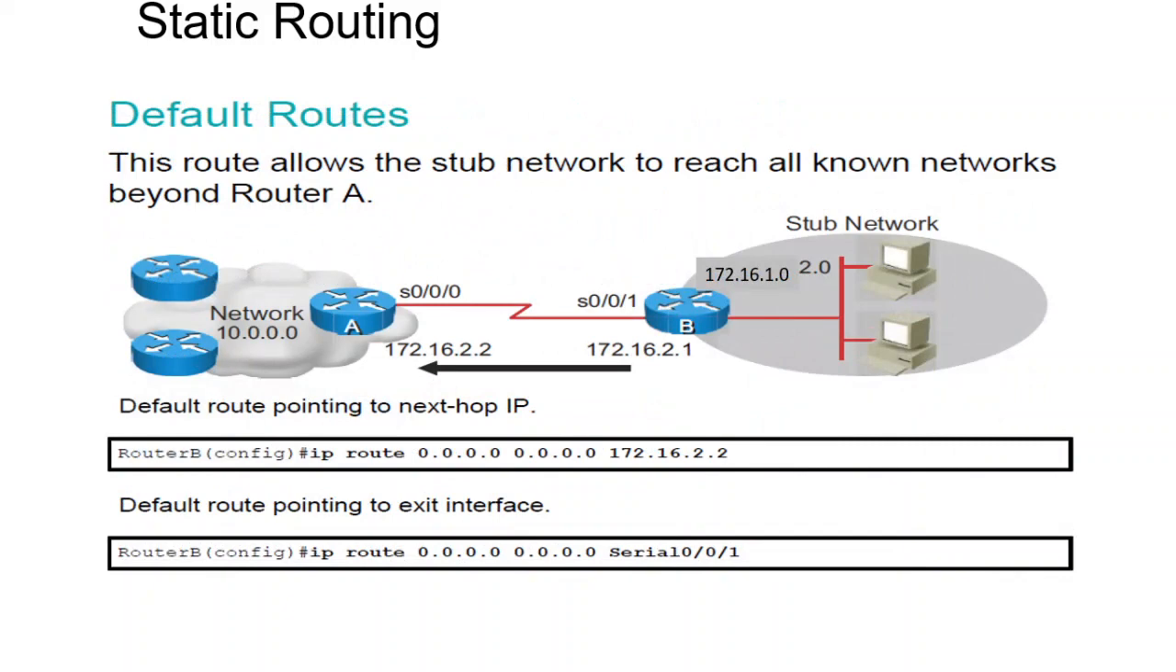Now the default routes. The subnetwork to reach all networks beyond the first router. It's a simple illustration, check that out. We have three networks on the visualization with serial 0/0/0 and connected directly to the connected network.